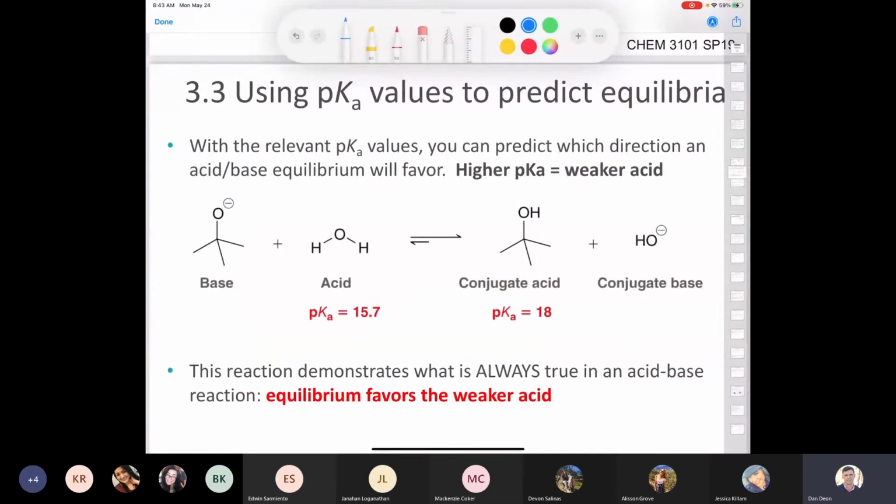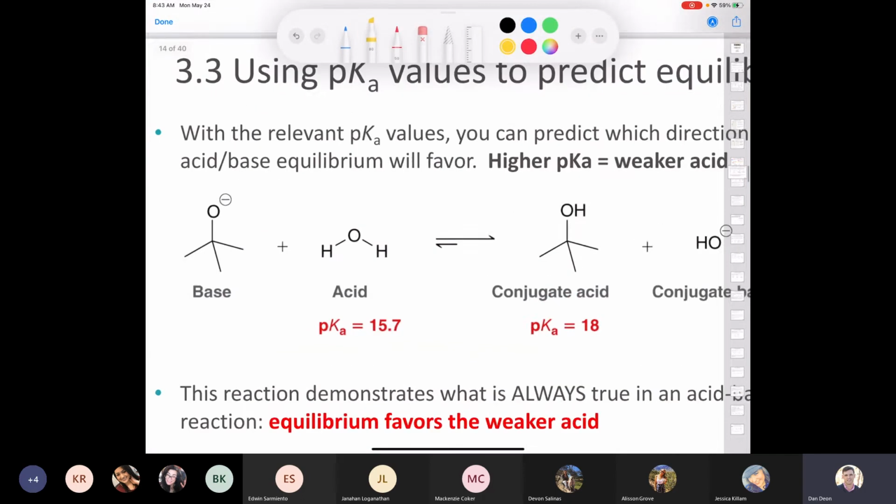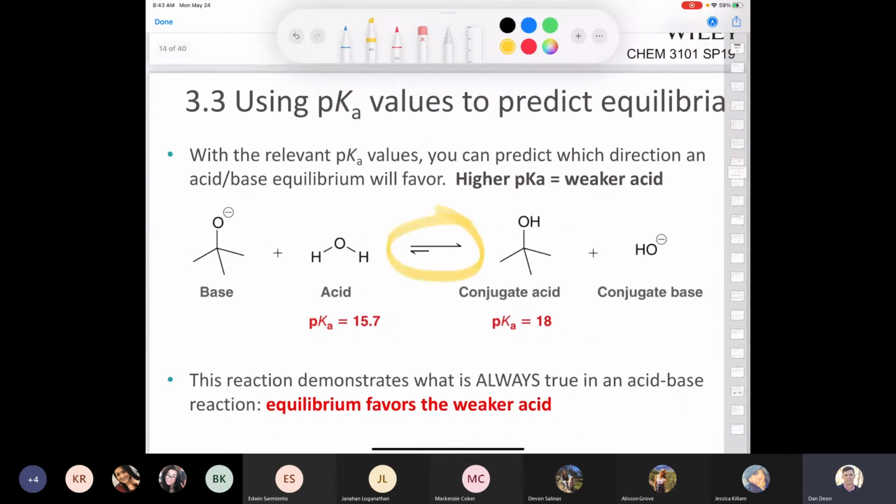Well, let's talk about using pKa values to predict equilibria, right? And you're like, man, I just can't escape general chemistry 2. No, we actually do quite a bit of talking about general chemistry 2. Remember, you talked a lot about equilibria. And remember Le Chatelier's principle, things like that. And you'd be asked all kinds of questions in general chemistry 1 and in general chemistry 2 like, to which side does the equilibrium lie, right?